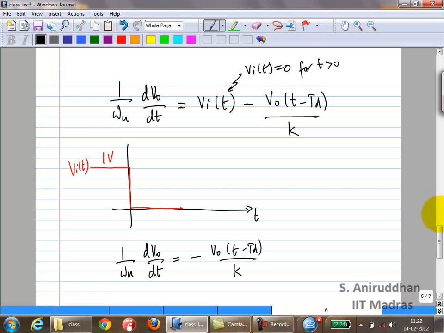What else? Can you have any other function? Yes, so you can have a linear combination of sinusoids, right? Anything else?